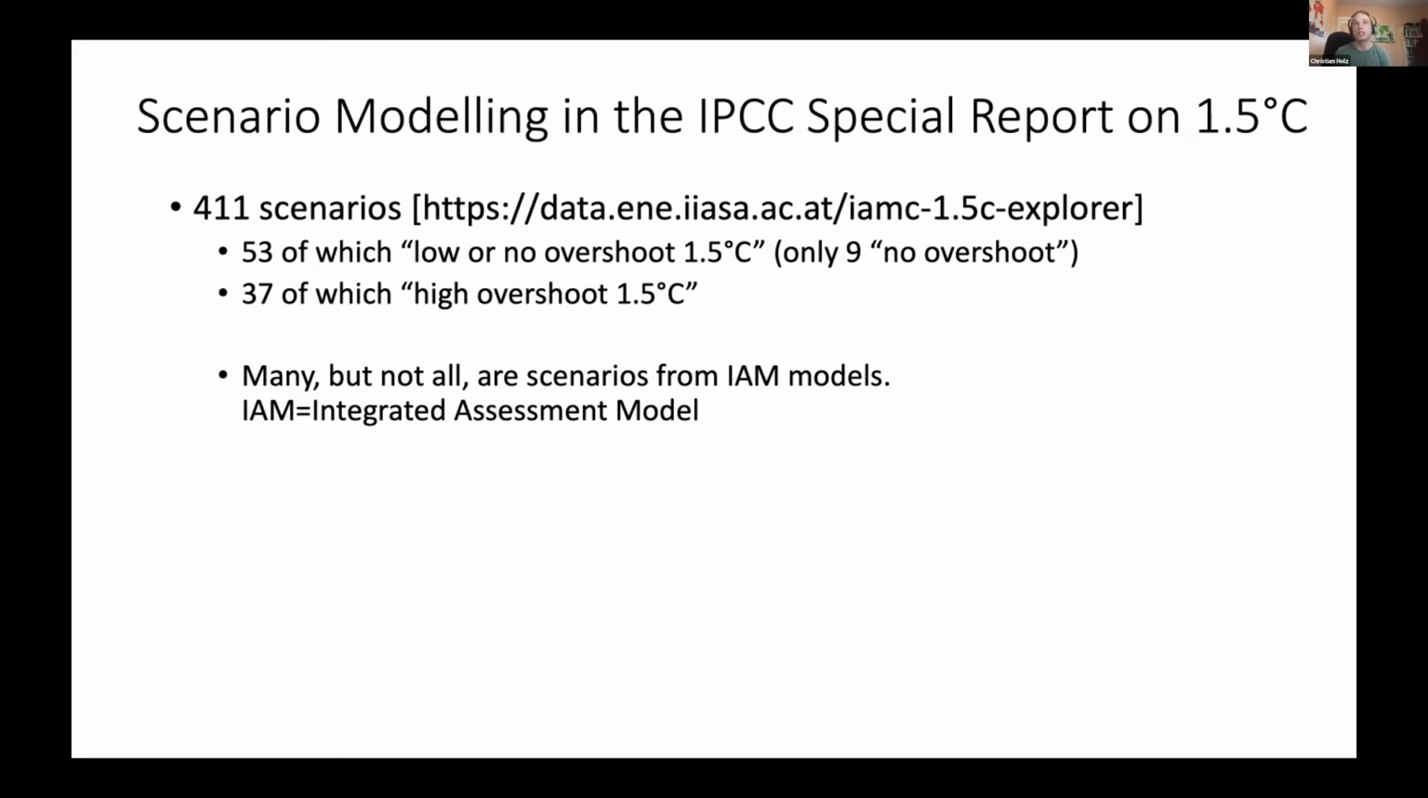And so the 5th assessment report had statements in it from the scenarios that 1.5 degrees is only possible with large scale carbon dioxide removal. We realized that if we want the special report on 1.5 degrees to be able to say something different, those scenarios had to be developed. So we developed some scenarios that actually got to 1.5 degrees without overshoot and without carbon dioxide removal.